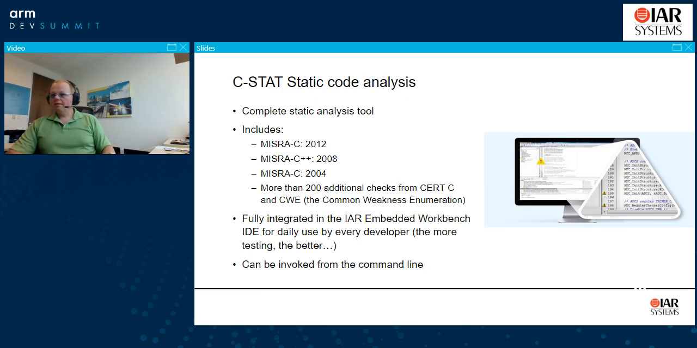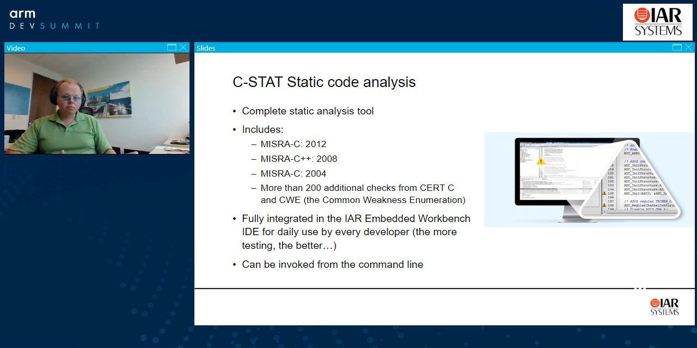So I mentioned the C-STAT static code analysis. This is going to include MISRA C 2004 and 2012 rule sets, as well as MISRA C++ 2008. Additionally, it has about 250 checks that come from the Common Weakness Enumeration from MITRE.org, as well as CERT C and CERT C++ coding standards. So that makes it incredibly easy for you to up your code quality game when you can check your code against this many static rules.